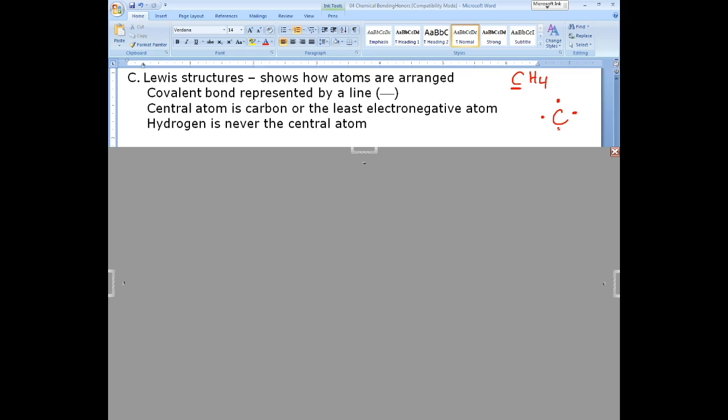Now, we're going to attach 4 hydrogens to that. How many valence electrons does hydrogen have? 1, because it's in group 1. Hydrogen comes in with its 1, and then we're going to form a bond. Another hydrogen with its 1, and then they bond. Another hydrogen with its 1, and they bond. And another hydrogen here, and they bond. Then you're going to check to make sure that everyone is happy.